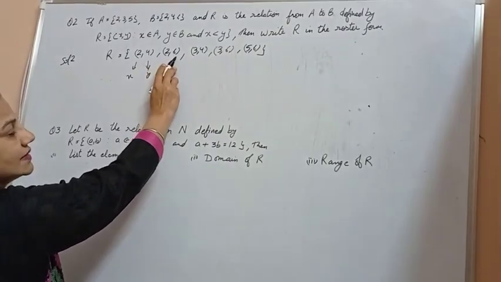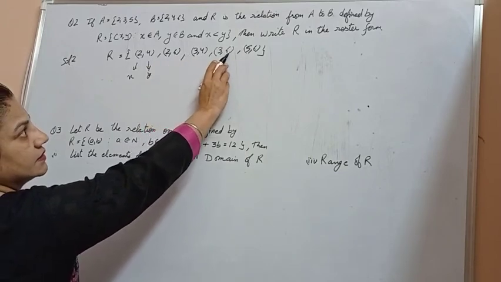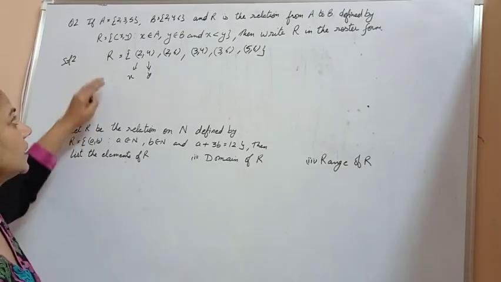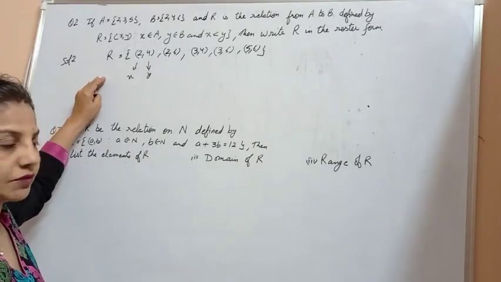Here again x is less than y, in every pair. It satisfies the given relation. This is the required relation in roster form.